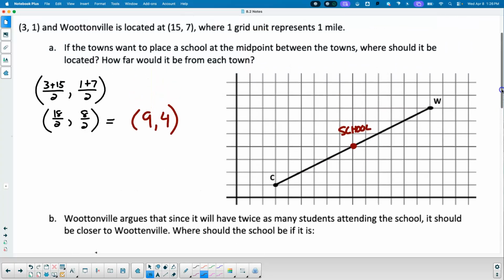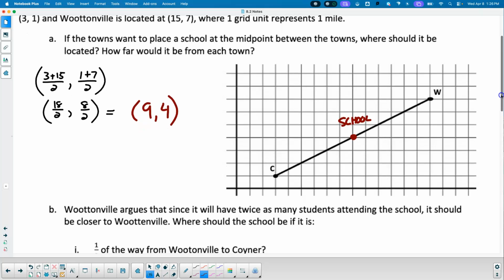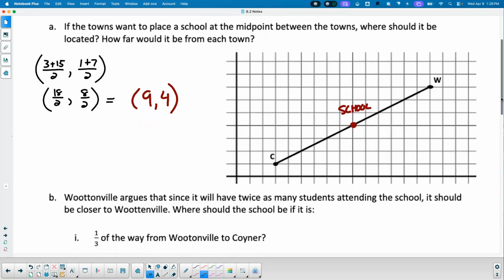Part B says, Woottonville argues that since it will have twice as many students attending the school, it should be closer to them than halfway. Okay? So let's figure out where this should be. What is the slope of the line CW? 1/2, okay? I would agree with 1/2.